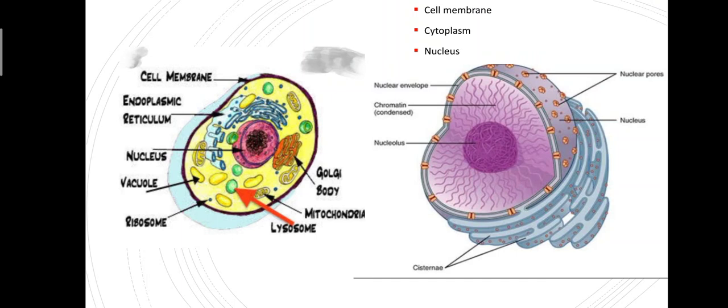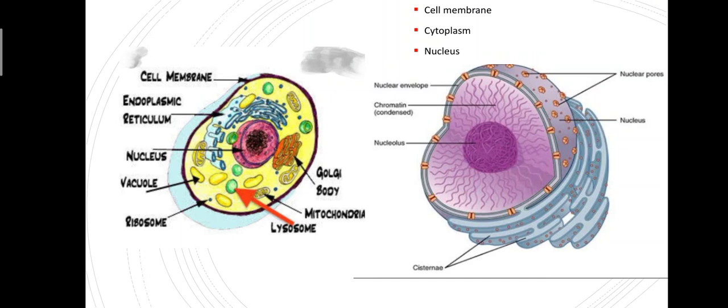Then here you can see this dark purple labeling, that is the nucleolus. It is a small spherical body present inside the nucleus. It is rich in RNA. RNA is ribonucleic acid.